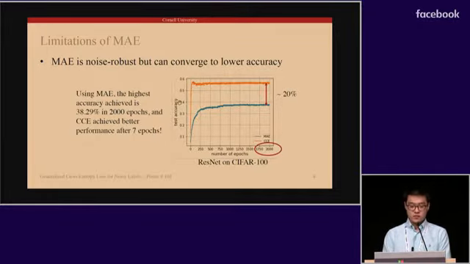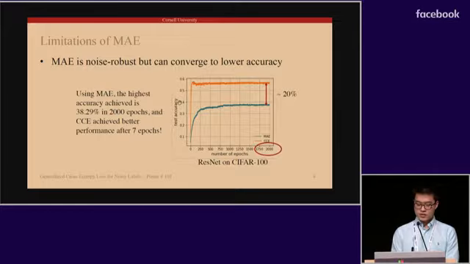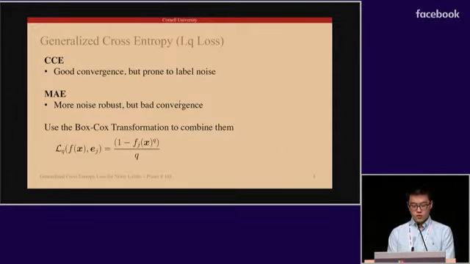The phenomenon is much more significant when using more difficult data sets like CIFAR100. Using mean absolute error, the highest accuracy achieved is around 38% in 2,000 epochs, and cross-entropy achieved a much better performance after 7 epochs. On one hand, we have cross-entropy loss, which has good convergence properties but is prone to label noise, and on the other hand, we have mean absolute error, which is more noise robust but has bad convergence properties. In this work, we propose to use the negative of the Box-Cox transformation as a loss function.